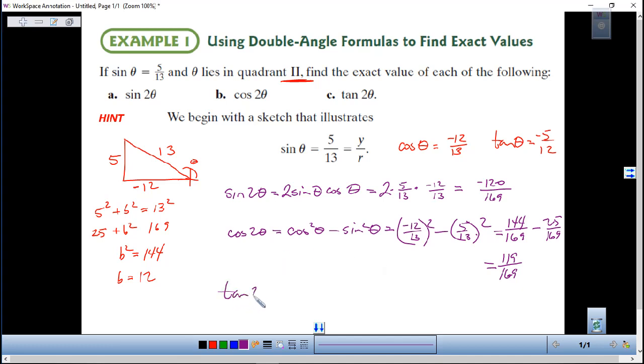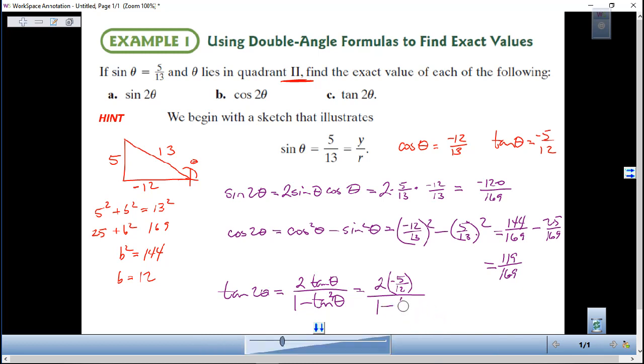All right, and then tangent 2 theta is 2 tangent theta over 1 minus tangent squared theta. And we've got our tangent theta we found up here is negative 5 over 12. We're going to have 2 times negative 5 over 12 over 1. Sorry, this is squared on the bottom. 1 minus negative 5/12 squared.